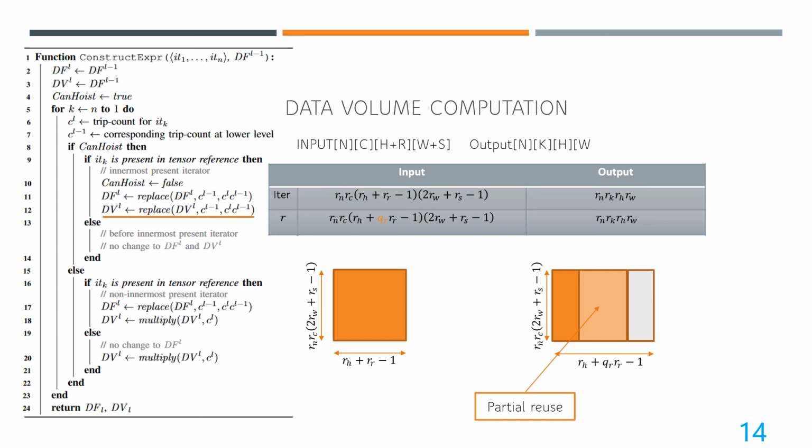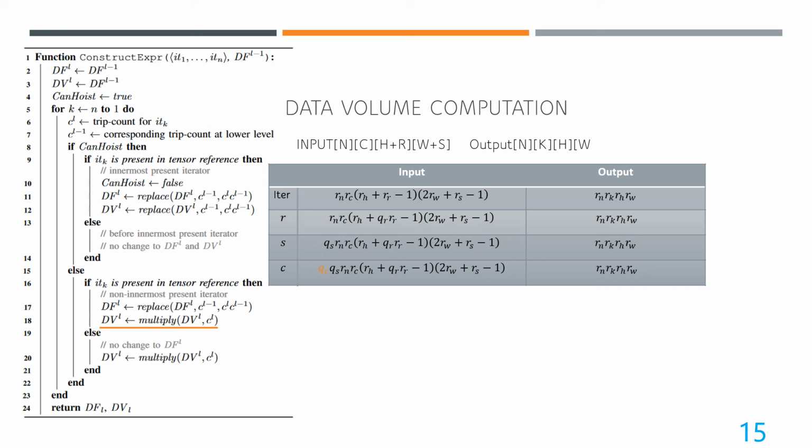We update the data volume of an array by replacing the old symbolic trip count RR with the new symbolic trip count QR times RR for the first time. The resultant expression is a manifestation of partial reuse caused by the sliding window, as shown. If the iterator isn't used in the index expression of an array, we keep the footprint intact. The unchanged expression denotes full reuse at the loop level. This is the case for the output tensor.